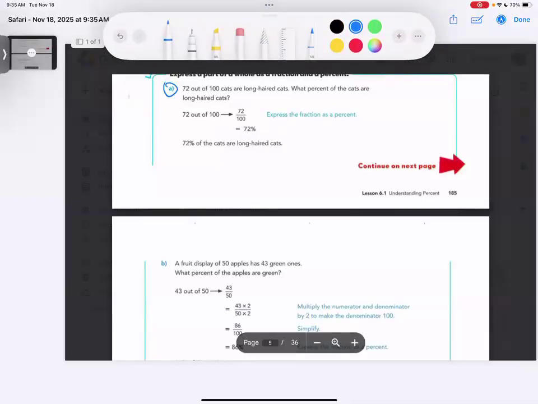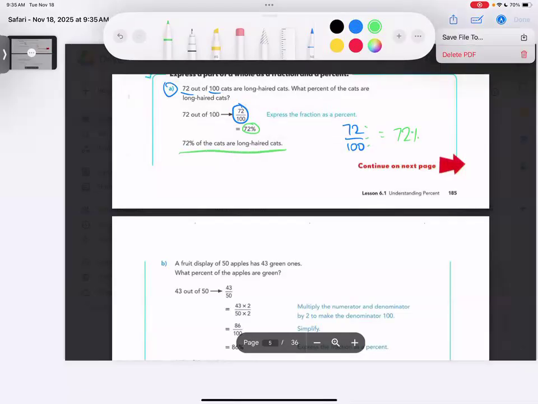So up here, 72 out of 100 cats are long-haired. So what percentage of the cats are long-haired? Well, 72 out of 100 as a fraction looks like this, 72 out of 100. And that literally means 72%. So 72% of the cats are long-haired.